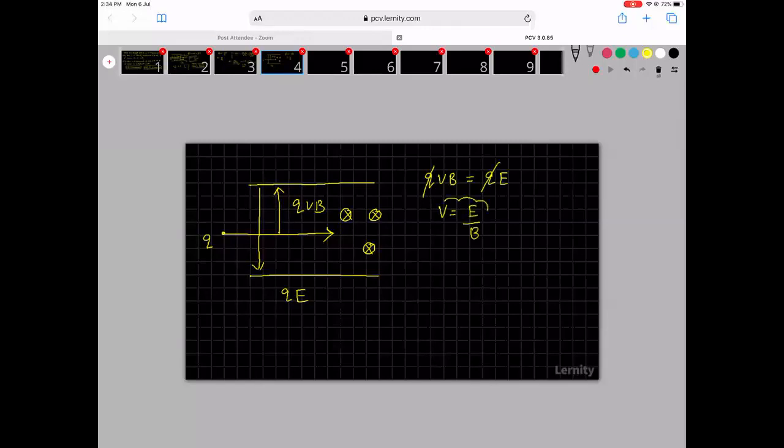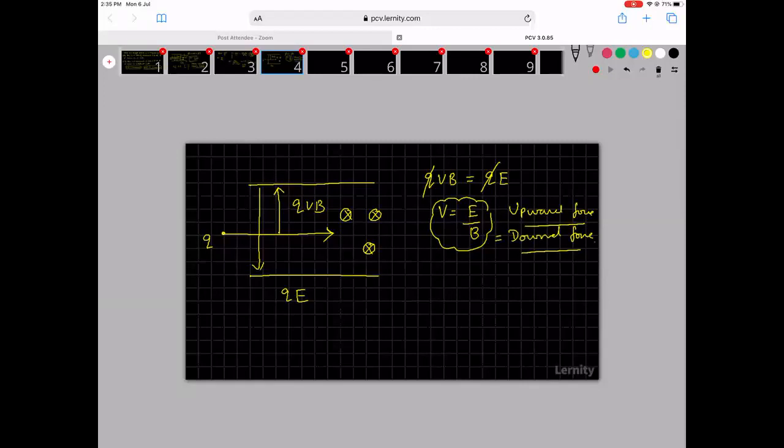So for a particular velocity, or a particular E by B ratio, if the velocity is equal to E by B, then the particle will move in a straight line. Why will it move in a straight line? Because the upward force is equal to the downward force.